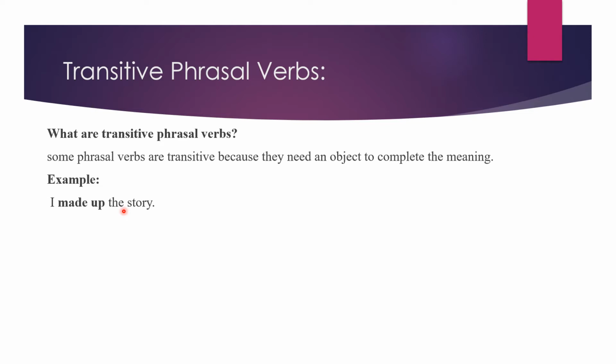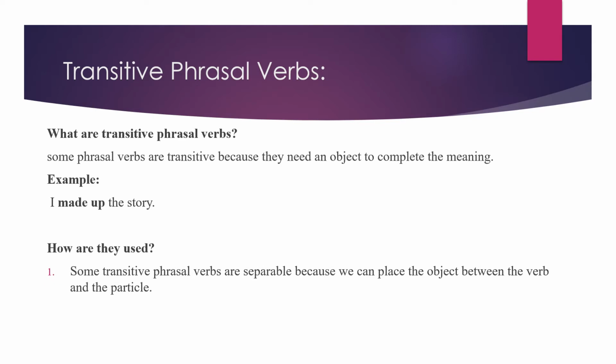For example, if I say I made up, it means to create or to devise. So what did you make? You don't know until you add the object. So over here the story is the object of the verb made up, and in this way it conveys a whole thought, that is, you created or devised a story.